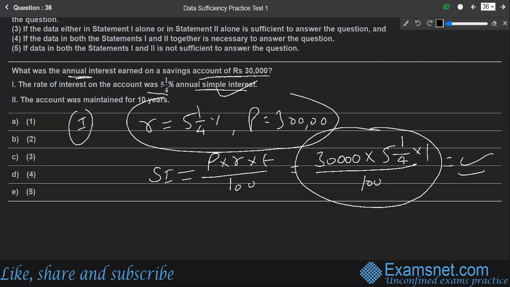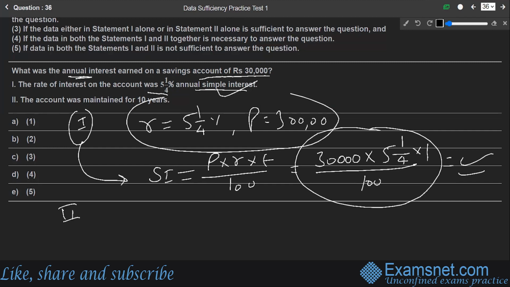We are not supposed to give the right answer, but we are supposed to just check whether the information provided is sufficient enough to answer the question or not. Yes, statement number first has that much information, which is sufficient to answer the question. So clearly statement number 1 is acceptable, that is taken.